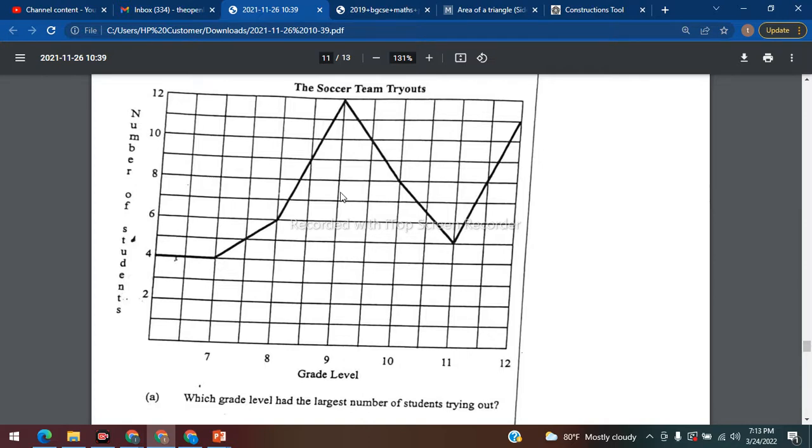Grade 9 is jumpy. I don't know why they're so jumpy to play. They probably realized that they need a club to join before graduation, so they hurry up to try to join the soccer team.